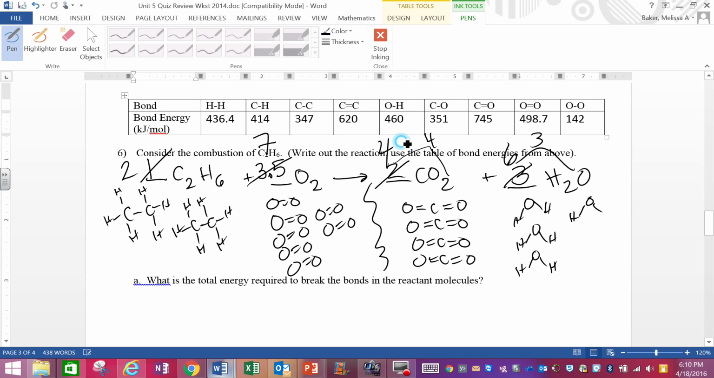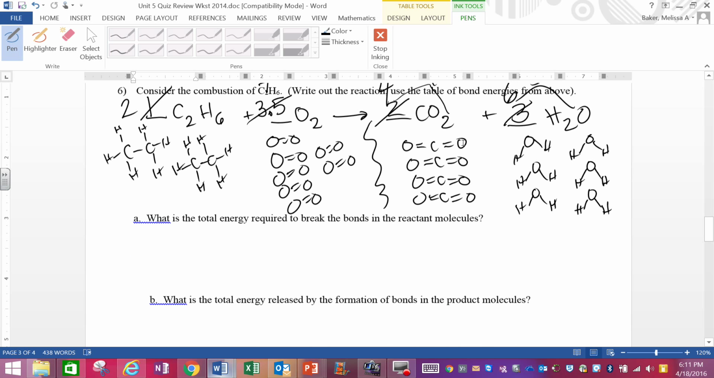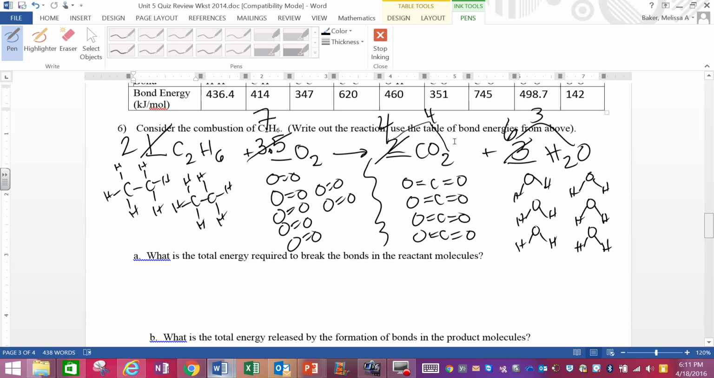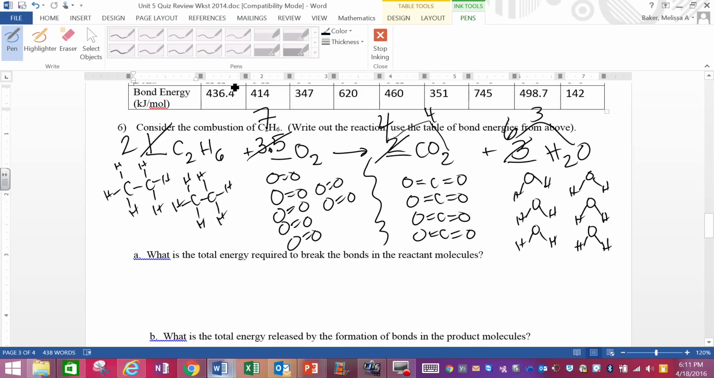You don't actually have to draw all of these out, but for people who are visual learners, it really helps them see all the bonds that are breaking and forming. Okay, question A. What's the total energy required to break all the bonds in the reactant molecules? So let's remember what the reactants are. Those are the things to the left of the arrow.